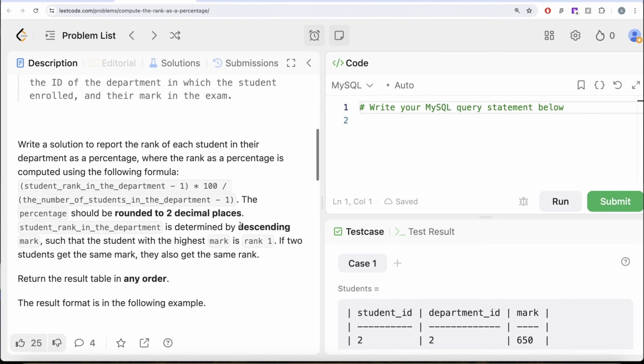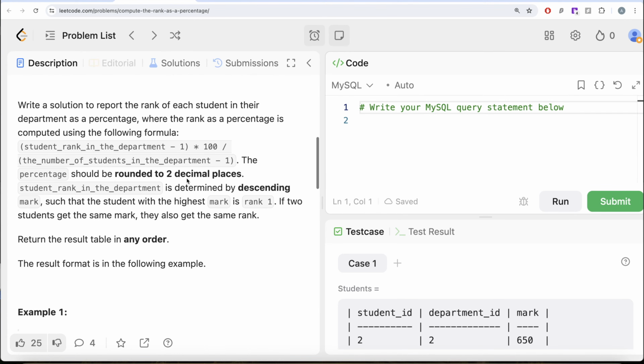Okay, we are asked to write a solution to report the rank of each student in their department as a percentage, where the rank as a percentage is computed using the following formula. Student's rank in the department - 1, multiplied by 100, divided by the number of students in the department - 1. The percentage should be rounded to two decimal places.